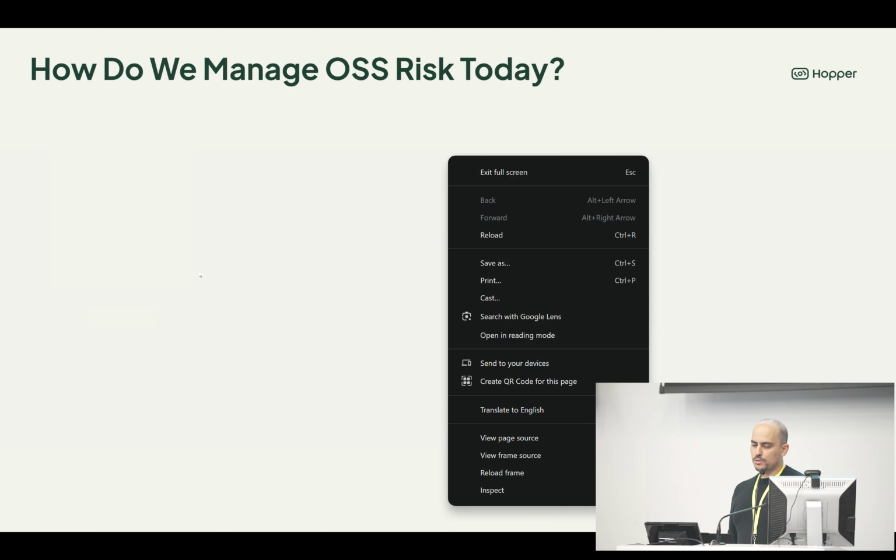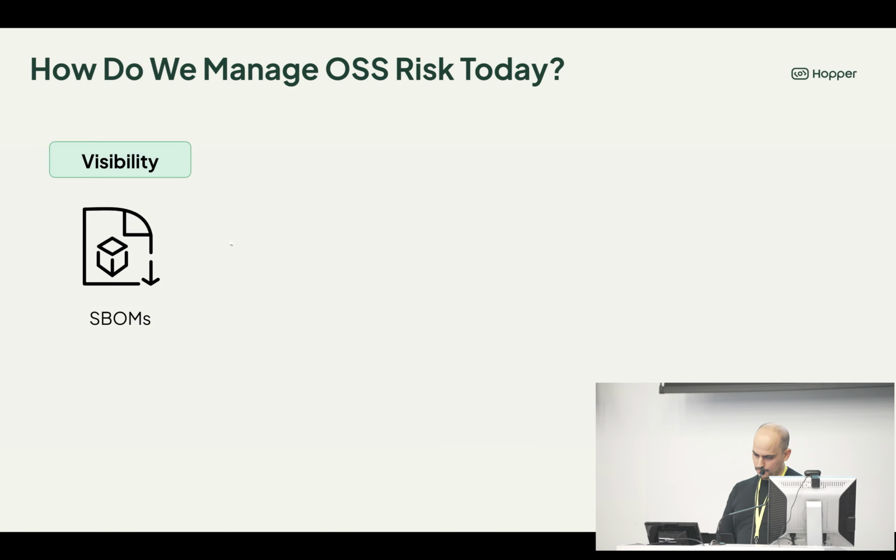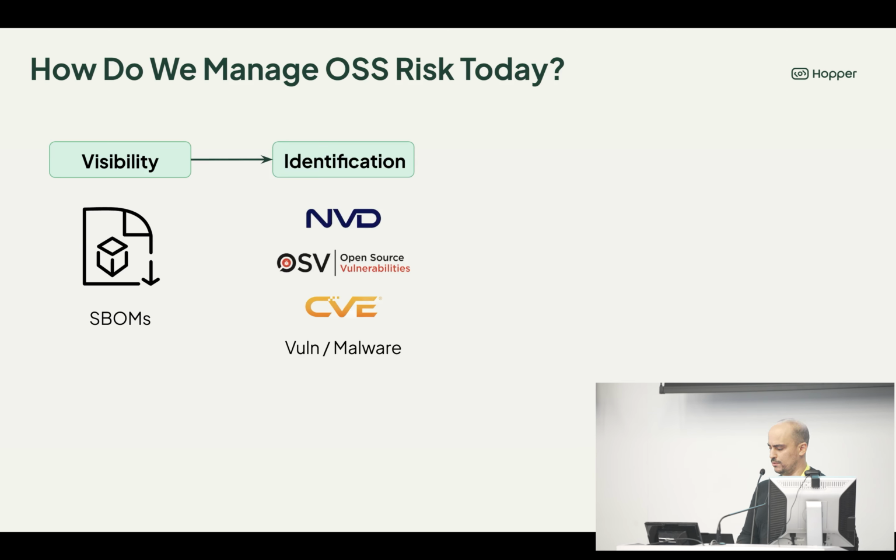So, how do we manage OSS risk today? The first thing that we want to do is to get visibility into what we have in our software. We can do it with something called an SBOM, but essentially it's getting a list of all of the software components that we have in our code or in our binary, depending on what we're scanning. And this is the first thing that we want to do.